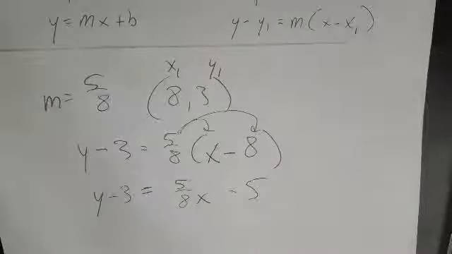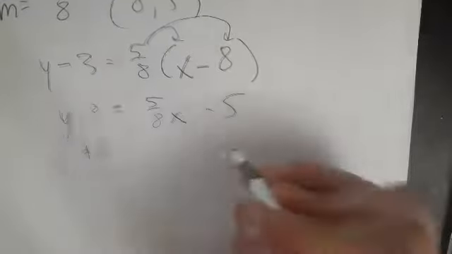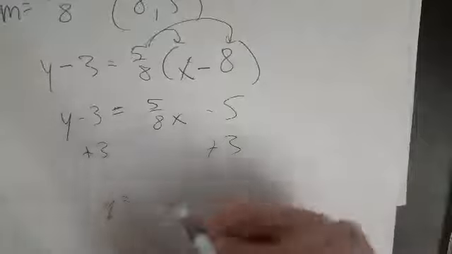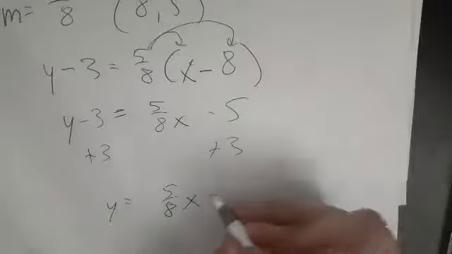That's dividing by 8. That's multiplying by 8. I should just give you the -5. And then now, say it. I know you want to say it. Add 3. Yeah, that's it. Y equals 5/8 x. And -5 plus 3 gives what? -2, I believe.